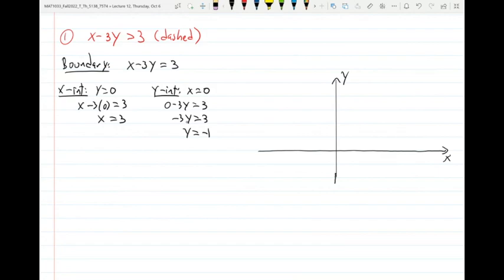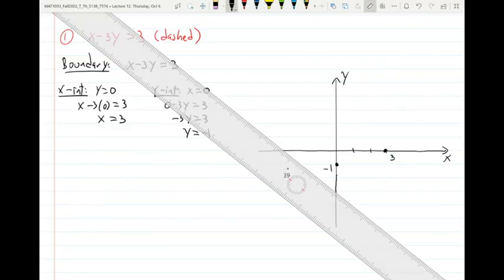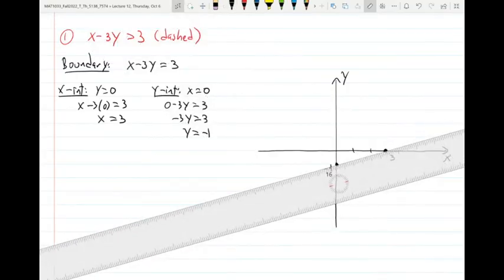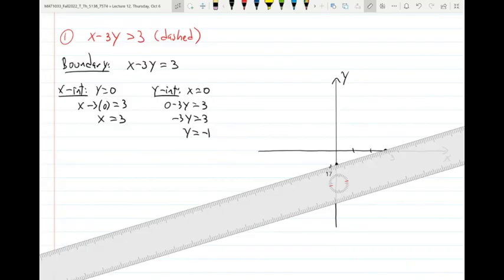Okay, so let's draw the line. As the x-intercept is x equals 3, that's 1, 2, 3. It's right here. And then the y-intercept is negative 1, so it's right here. Draw your line. You just need 2 points. How you find them is up to you. All right, so dash.